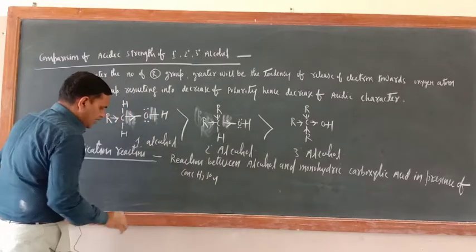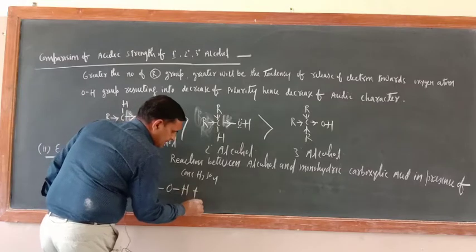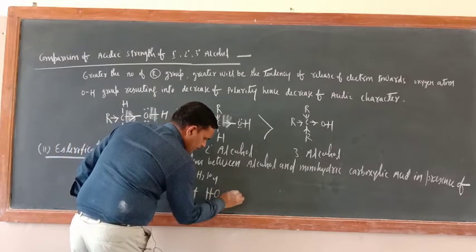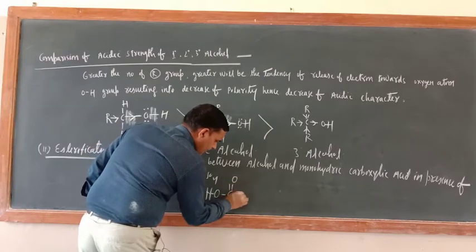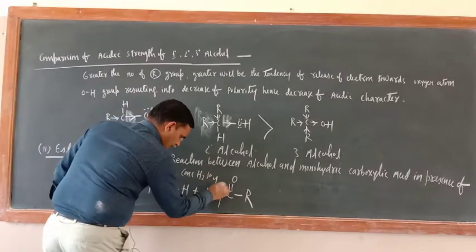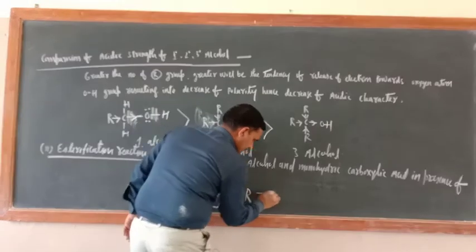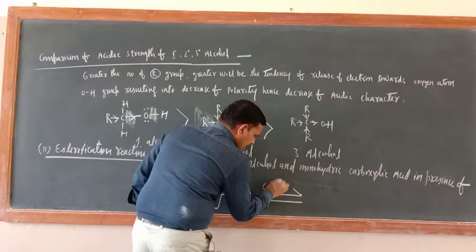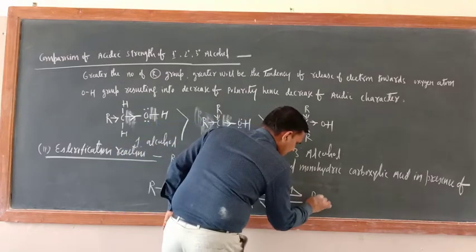So just see, here I am writing ROH plus HOC double bond O R. This is monocarboxylic acid. Remember, OH of this one and H of alcohol. Now this is a reversible reaction, here with concentrated H2SO4. So what is the product here? Ester is formed.